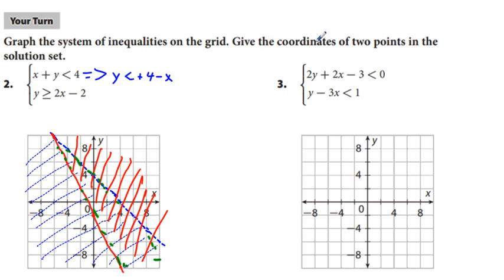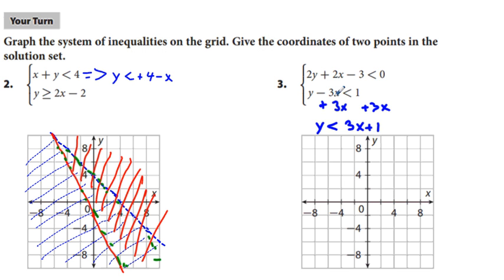Next, 3, we have 2 systems in close to standard form. There's another way you can solve this using the intercept method, and I don't want to overly confuse the issue, so I'm just going to solve for y. So if we add on the bottom one 3x to both sides, we have y is less than 3x plus 1.